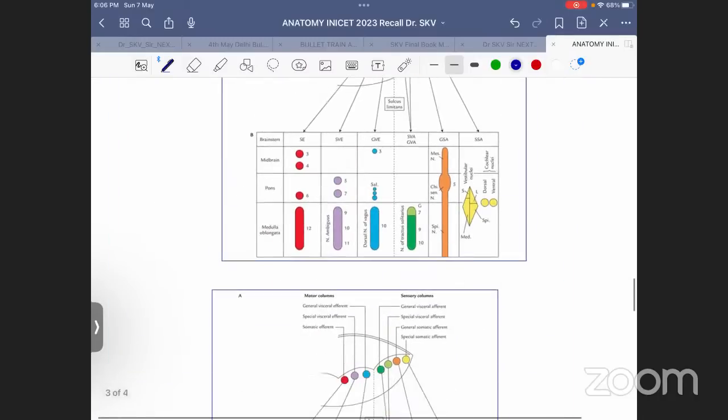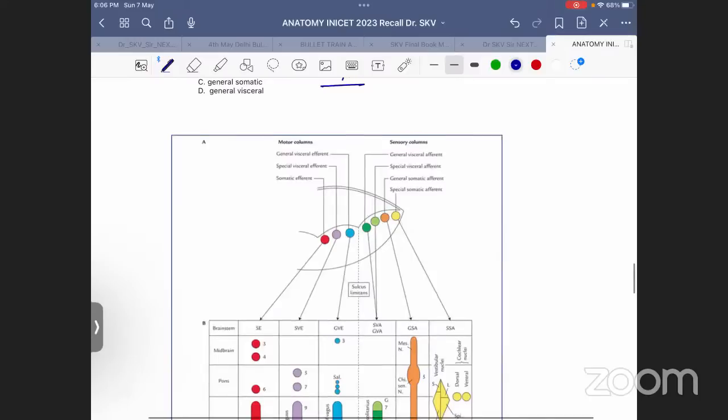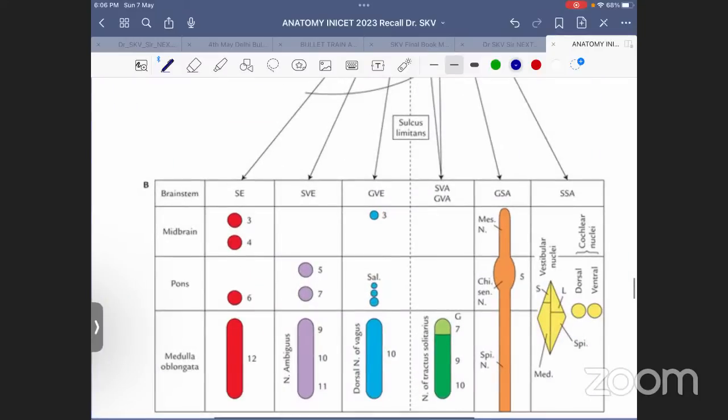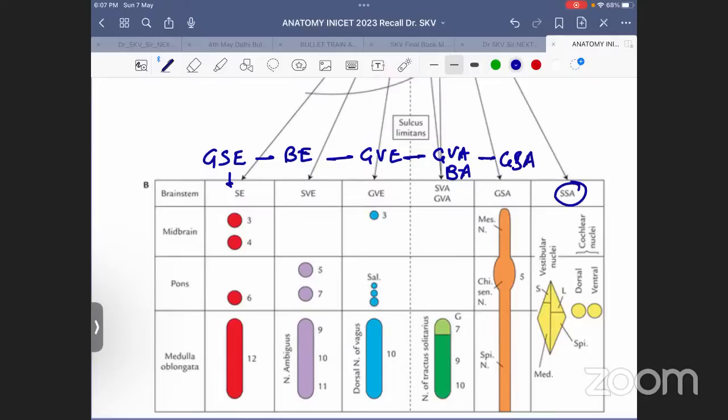What are the different structures at the floor of the fourth ventricle? You can remember them with a funny mnemonic: gua, ba, gussa. And at the last there is a special somatic efferent. So this is the one funny way.